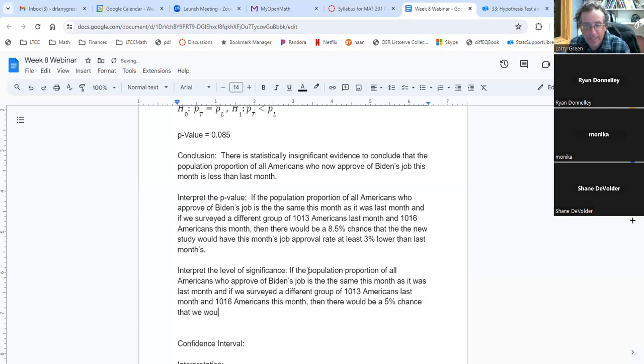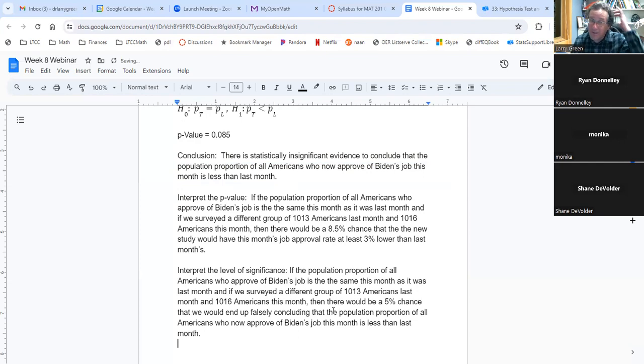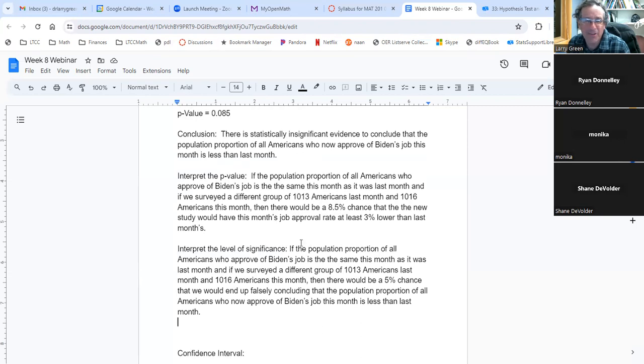that we would end up falsely concluding, and now we could just write down what the conclusion part of it was. I love copy and paste. That the population proportion of all Americans who approve of Biden's job this month is less than that of last month. Any questions on any of these interpretations so far? Any questions? Okay, let's look at a confidence interval.